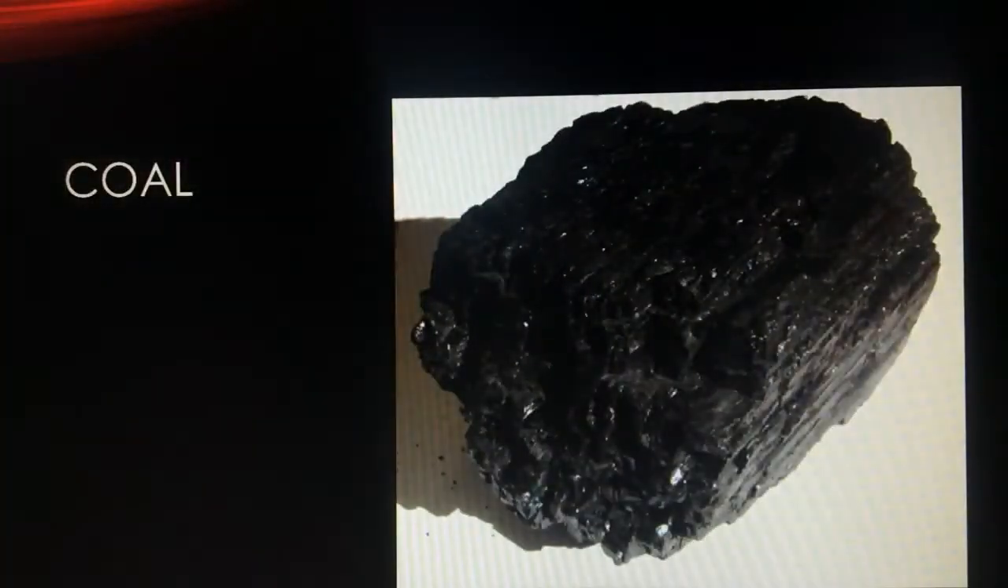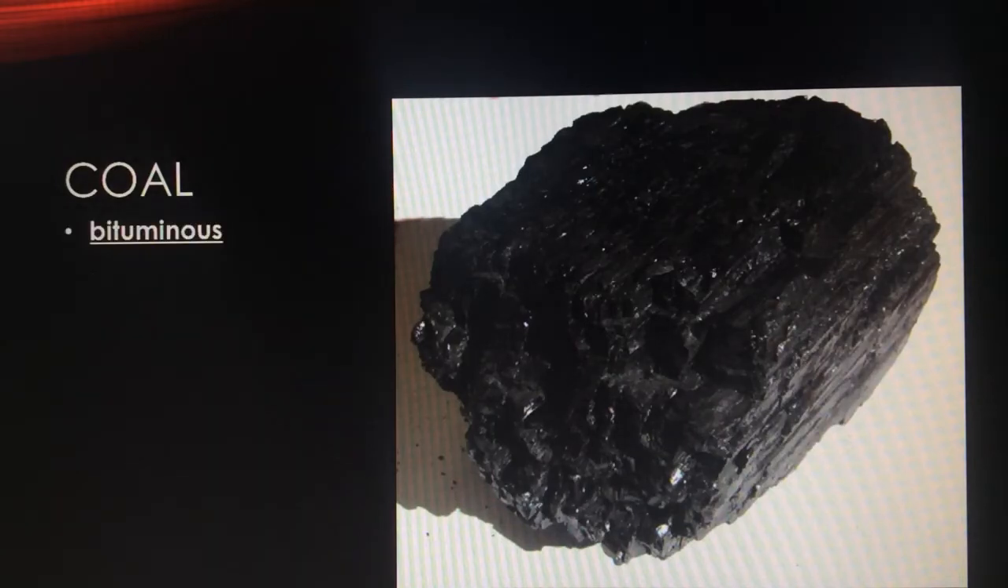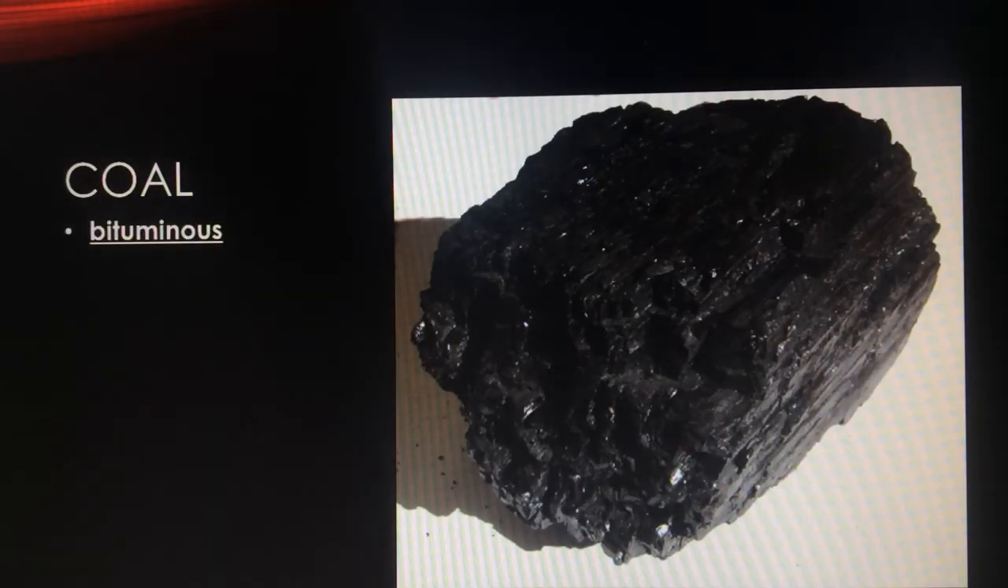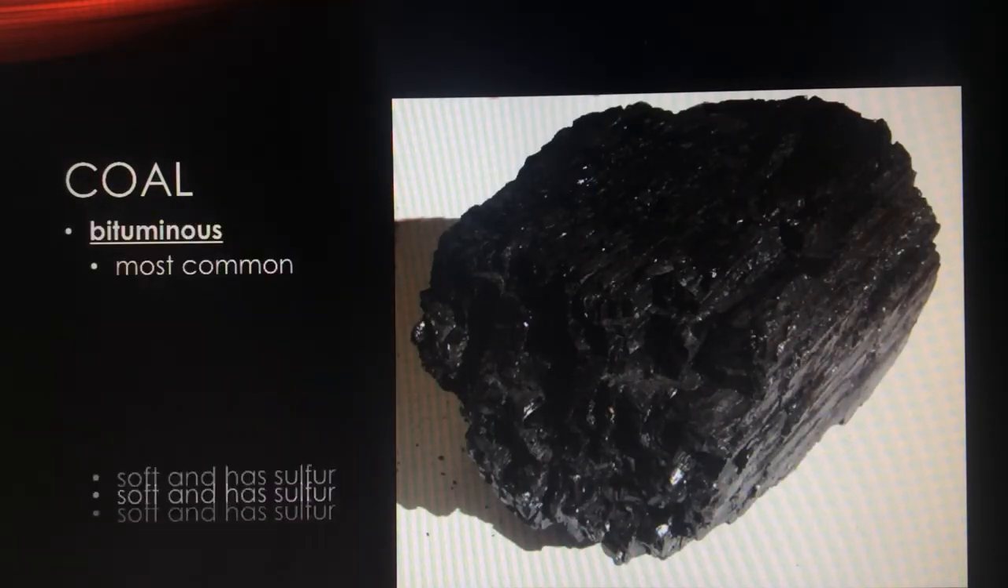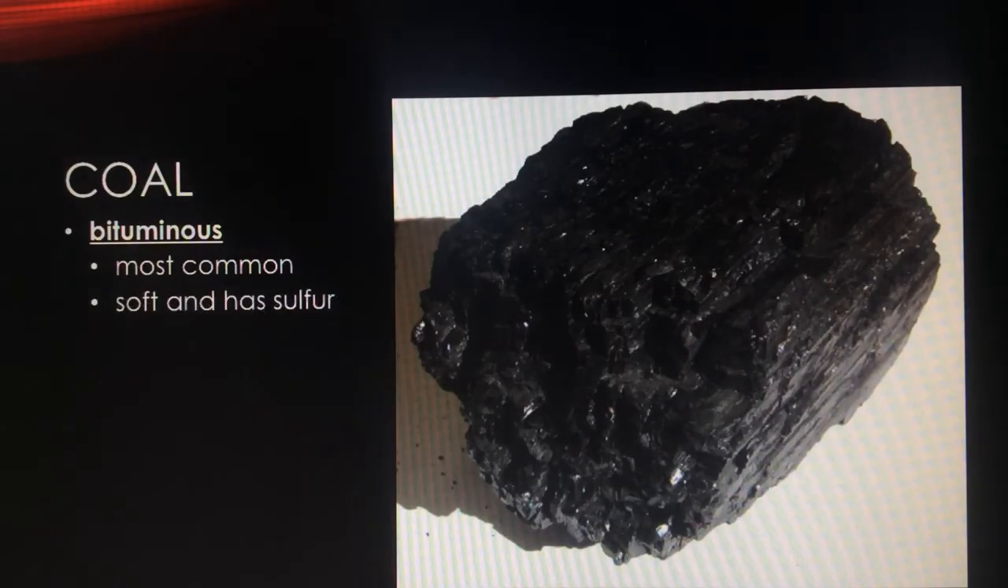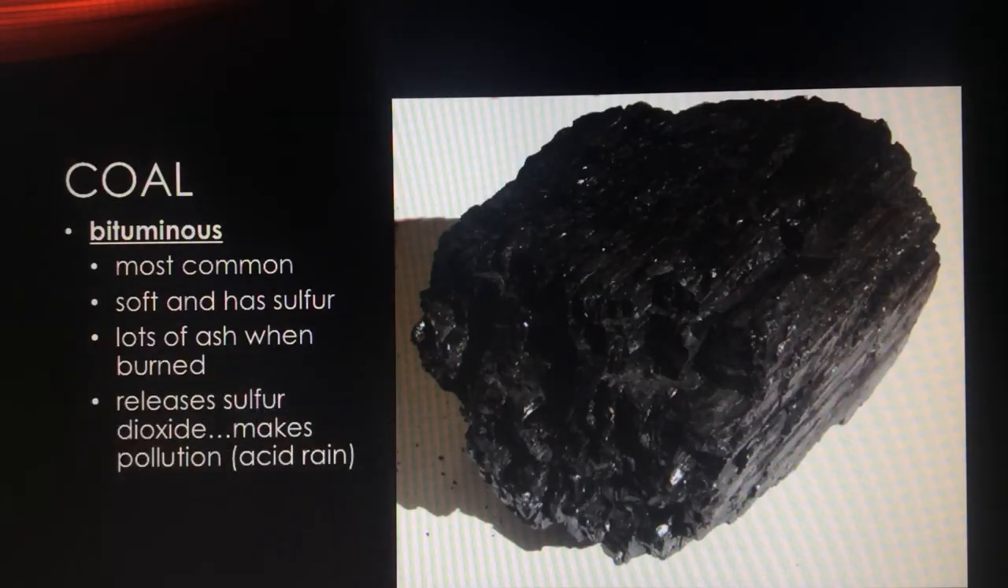The second kind of coal is called bituminous. Now bituminous is used mostly because it's easy to find, but the problem with it, when you burn it, it has a lot of sulfur inside of it and it causes air pollution. It also creates a lot of dust or ash when it's burned. When it's burned, it releases sulfur dioxide, and we mentioned this in chapter 2. When sulfur dioxide mixes with the atmosphere and the precipitation, it causes acid rain.